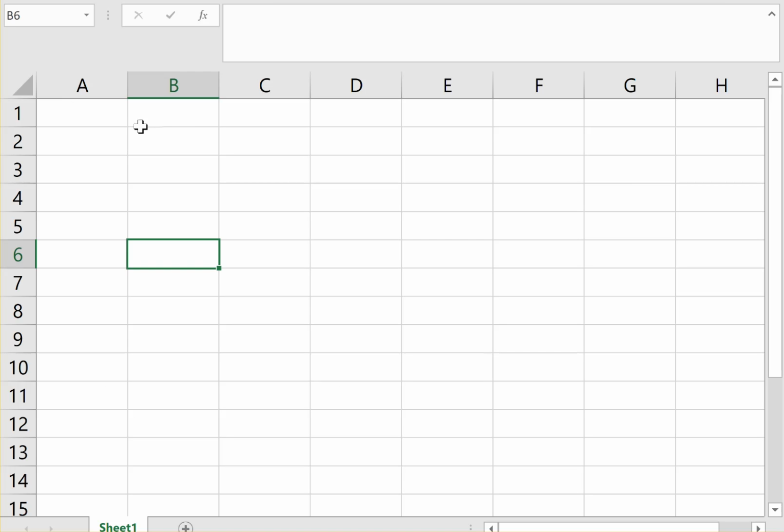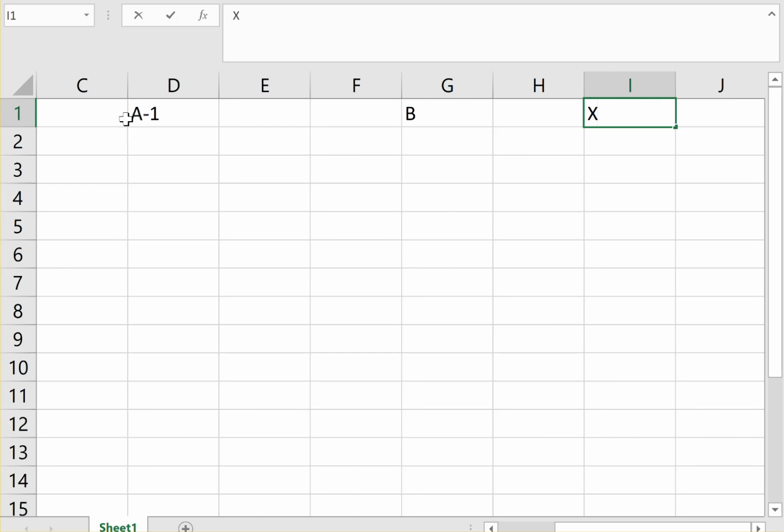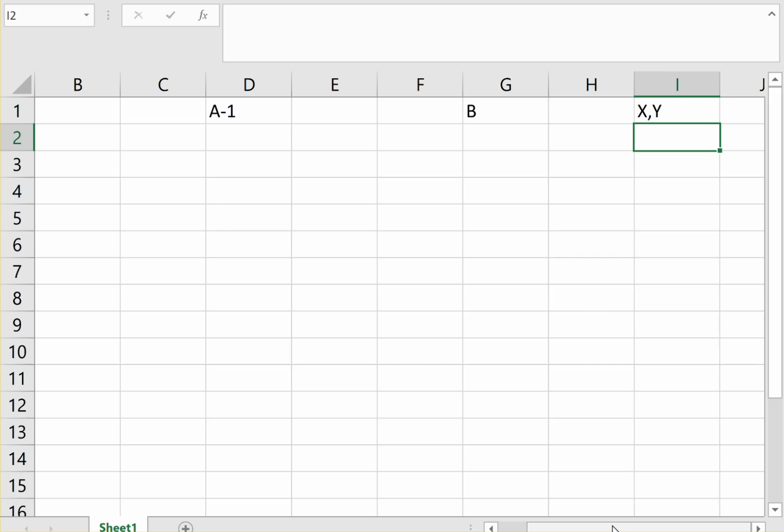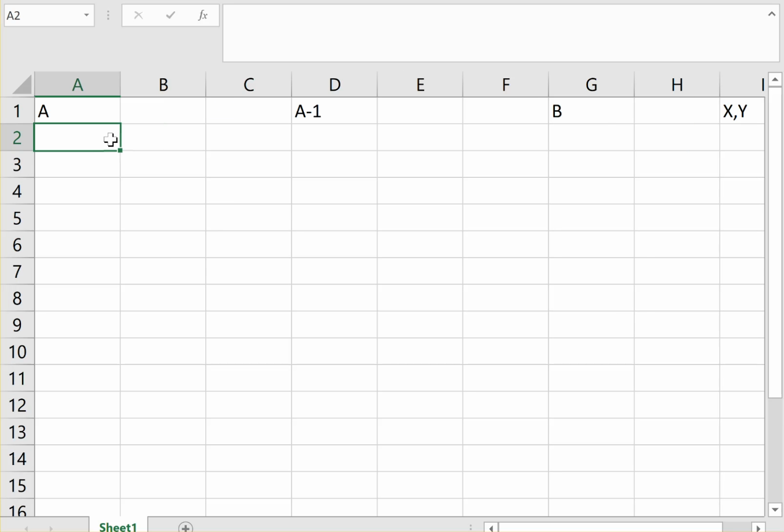Okay, now I am in Excel. I will write the matrix A. After that I will find the matrix A minus 1, and I will write the matrix B, and in the last column will be my matrix X and Y. Let's make sure that we can see everything. So the matrix A was 1, 5, 3, and 6. Here we go. So this is the matrix A.